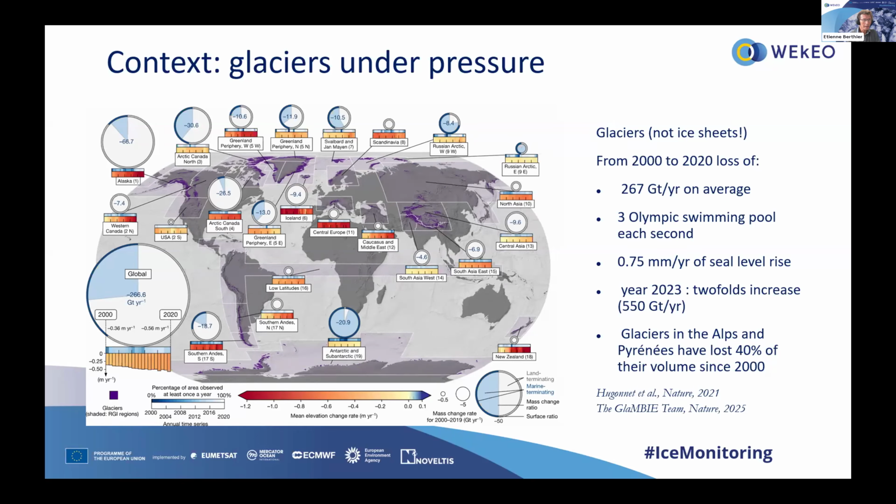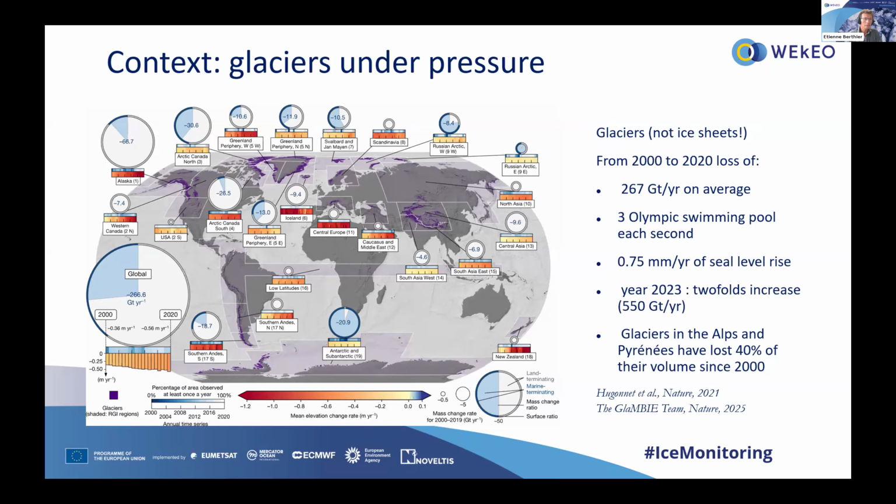Important to remind here, we look at glaciers, what some people sometimes call mountain glaciers, but this excludes the 2 polar ice sheets of Greenland and Antarctica, which are also contributing a large fraction of sea level rise. But here, the presentation and our observatory focus on glaciers. This mass loss of glaciers is also accelerating.